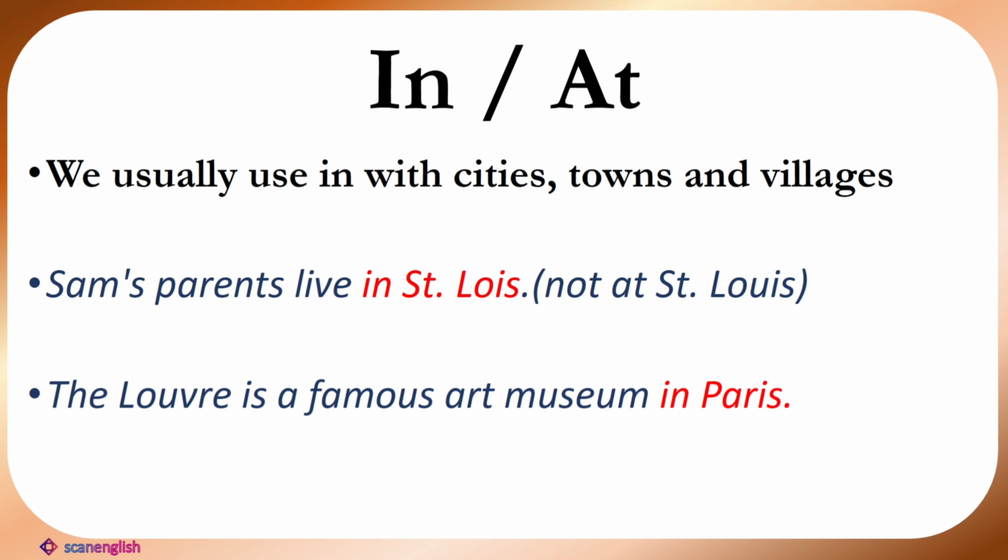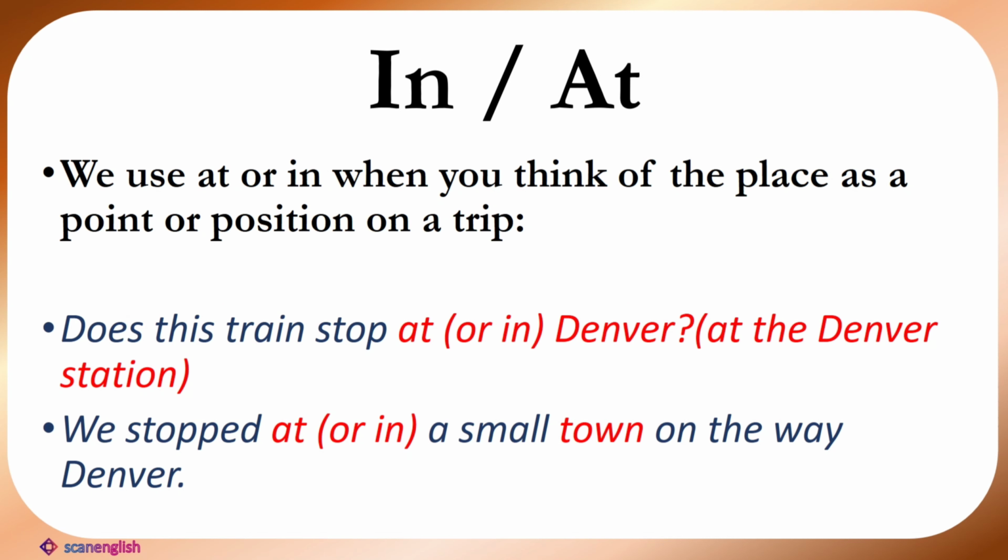The Louvre is a famous art museum in Paris. We use at or in when you think of the place as a point or position on a trip. For example, does this train stop at, or in, Denver, at the Denver station? We stopped at, or in, a small town on the way to Denver.